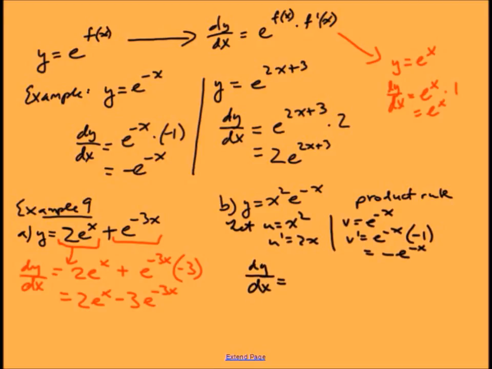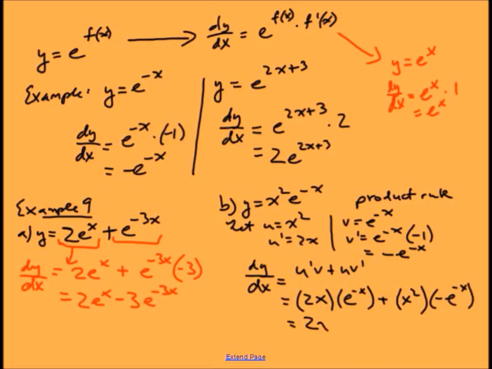Then the derivative is u dash v plus uv dash: 2x multiplied by e to the power of negative x plus x squared multiplied by negative e to the negative x. So we have 2x e to the negative x subtract x squared e to the negative x.